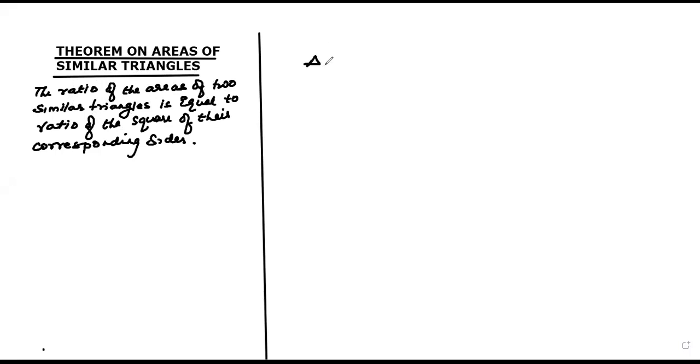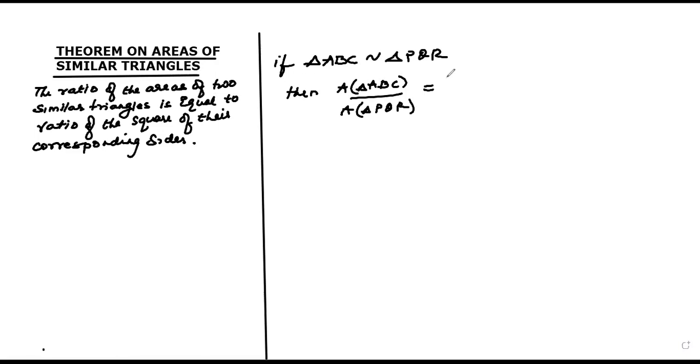Now, there are two triangles, triangle ABC and triangle PQR. They are two similar triangles. If these triangles are similar, then the ratio of the areas of the similar triangles is equal to the ratio of the squares of the corresponding sides. That is, AB's corresponding side is PQ, so AB square upon PQ square, or it is equal to BC square upon QR square, or it is equal to AC square upon PR square.